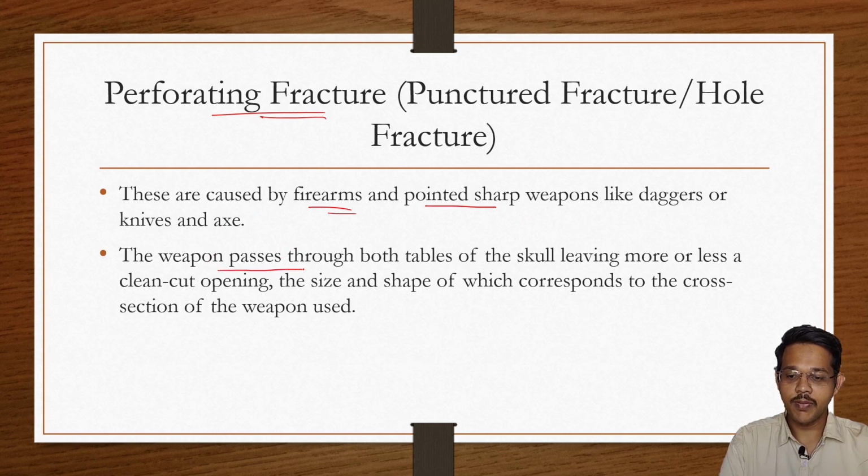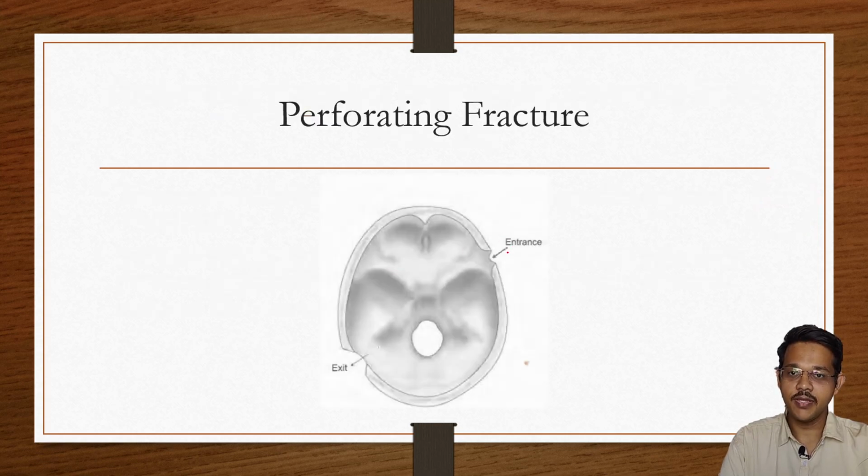So in this, the weapon passes through both tables of the skull, leaving a more or less clean-cut opening. So in this, there is a clean-cut opening in the skull. A hole may be present, which may be caused by a pointed object, mainly a dagger, knife, or bullet, the size and shape of which corresponds to the cross section of the weapon used. An example is the bullet wound, which may enter and exit the skull, leaving a circular hole resembling the bullet size.